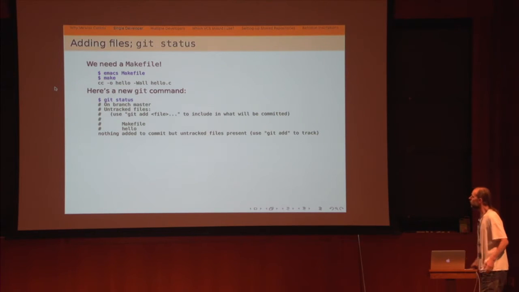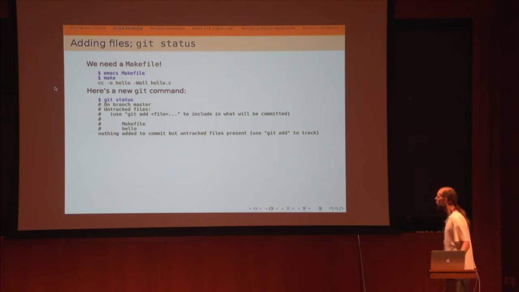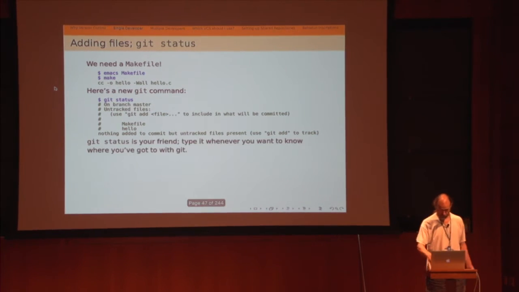And then I can use another git command, git status. And this says, I don't know about a file called makefile. I don't know about a file called hello. Now, hello is a binary, but it doesn't know that. So, how do you handle that? Well, that's pretty straightforward.